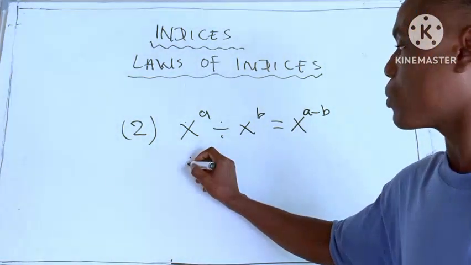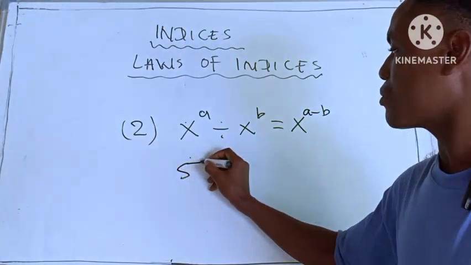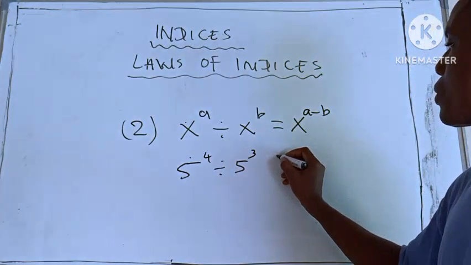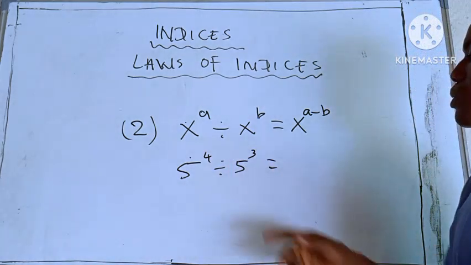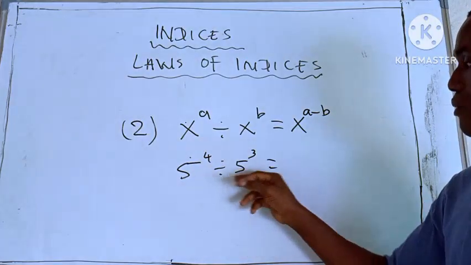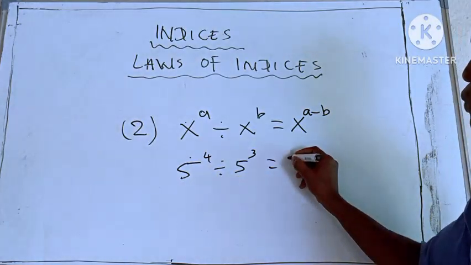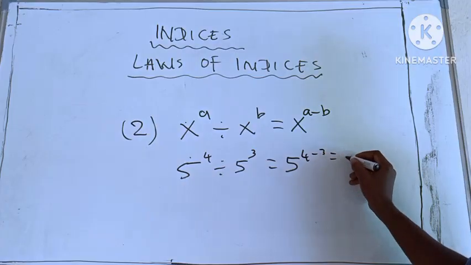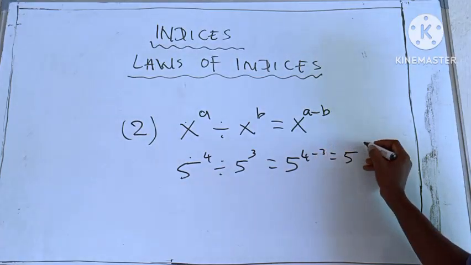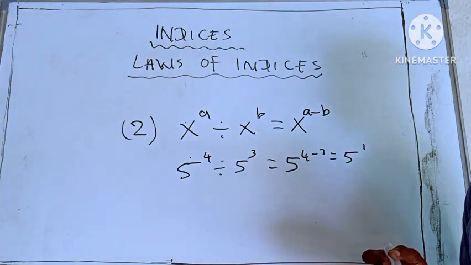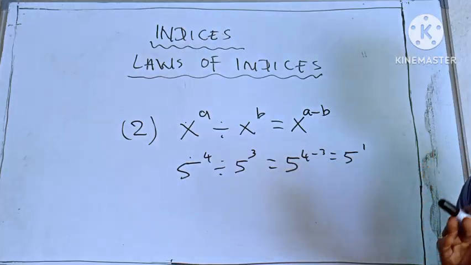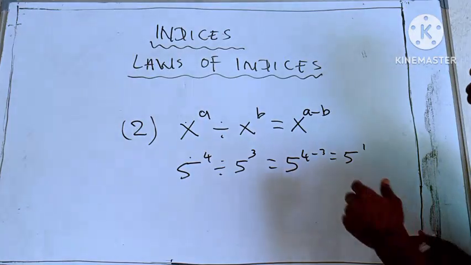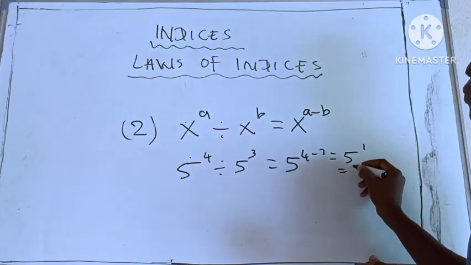Let's use numbers for example. Let's say we have 5 raised to power 4 divided by 5 raised to power 3. We have the same bases, 5 and 5, right? So you take one, then minus the up numbers, which is 4 minus 3. That gives us 5 raised to power 4 minus 3, which is 1. And take note, any number raised to power 1 will still give you that particular number. So 5 raised to power 1 will still give us 5.